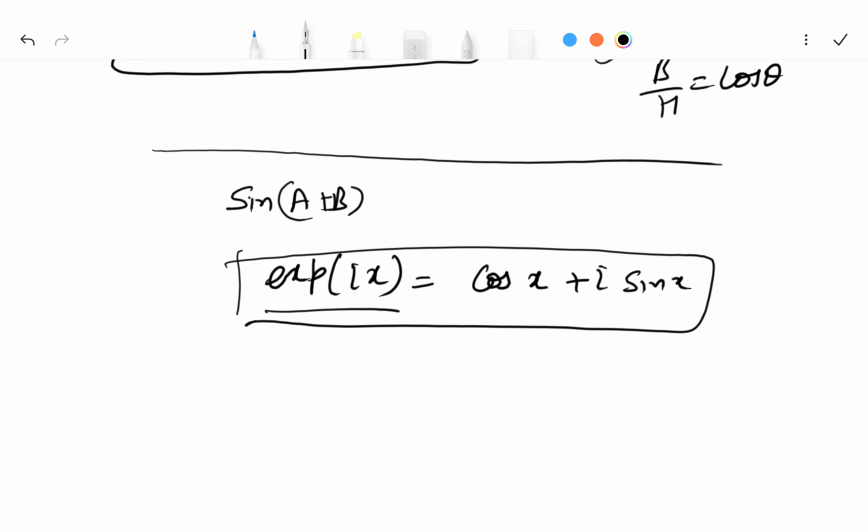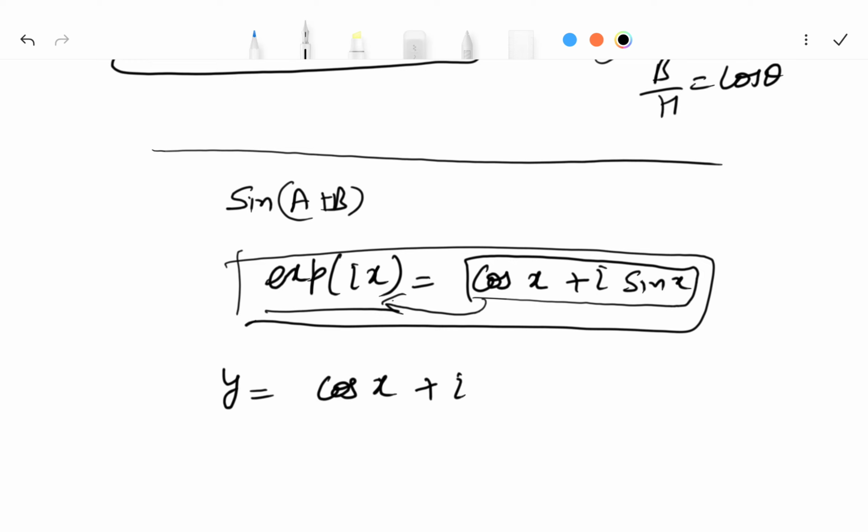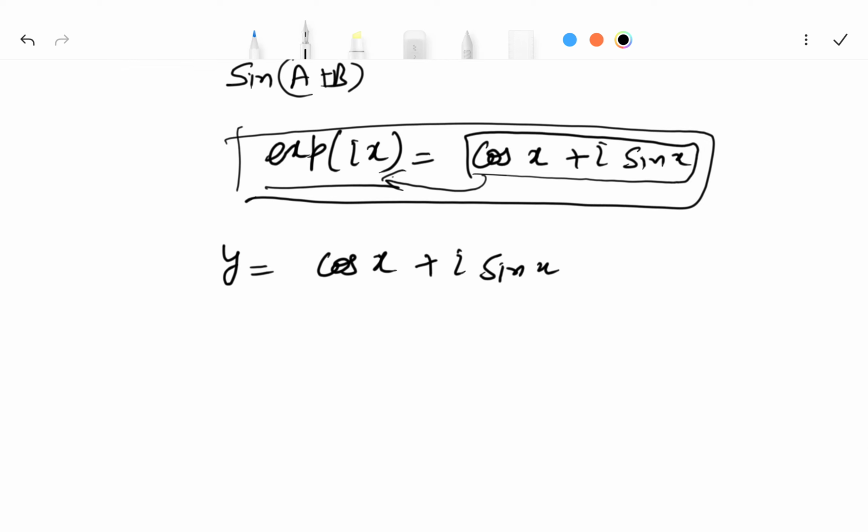So I will take this side and prove it is equal to this, and I take it as y, that is cos x plus iota sin x. I have to differentiate it: dy by dx is equal to, the differentiation of this is equal to minus sin x plus iota cos x.